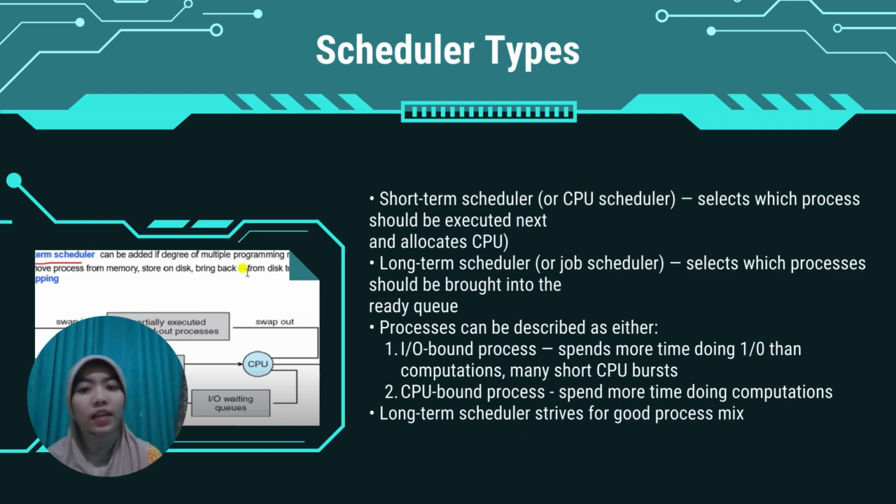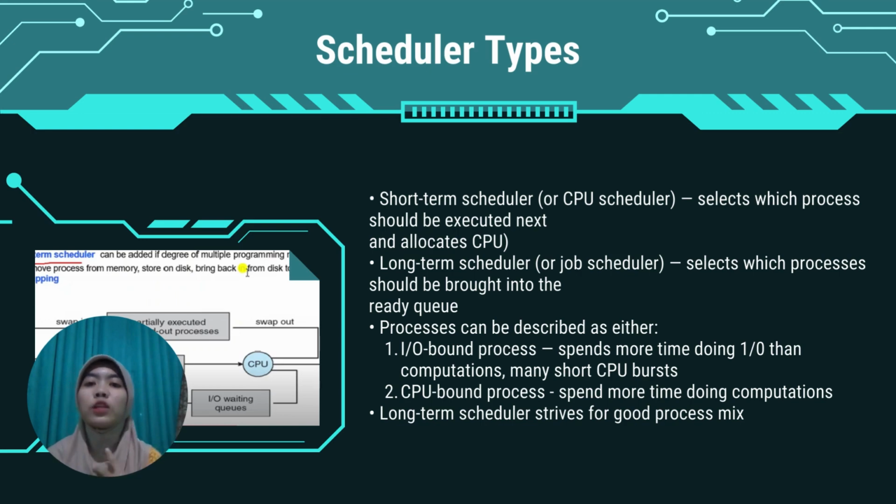CPU utilization. For example, when multiple processes are waiting in the ready queue, the short-term scheduler decides which process to execute next based on criteria like process priority, CPU burst time, or scheduling algorithm.